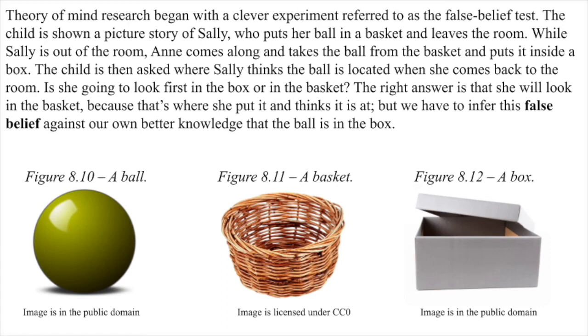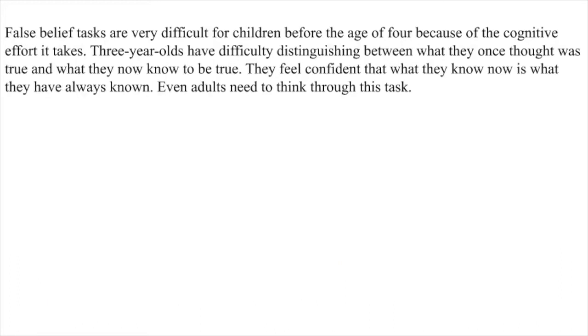The right answer is she will look in the basket because that's where she put it and thinks it is at. But we have to infer this false belief against our own better knowledge that the ball is in the box. False belief tasks are very difficult for children before the age of 4 because of the cognitive effort it takes. 3-year-olds have difficulty distinguishing between what they once thought was true and what they now know to be true. They feel confident that what they know now is what they've always known. Even adults need to think through this task.